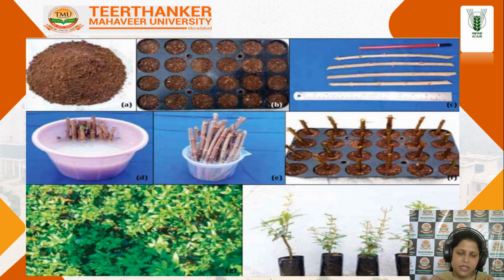Then in the next image, disinfectant treatment is given to these cuttings, followed by the IBA treatment in order to promote rooting in these cuttings. Then after the IBA treatment, these cuttings are placed in fruit trays filled with potting mixture. Then once they get sprouted, they are transferred into individual polybags.